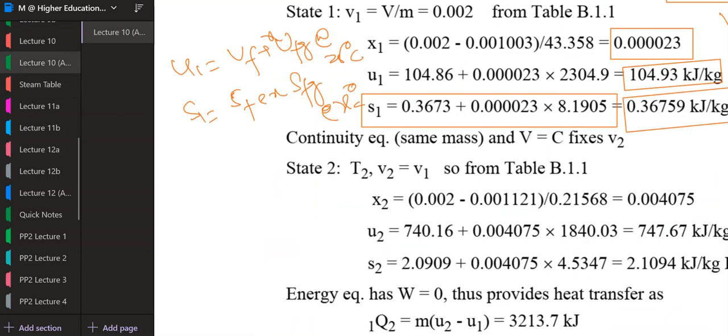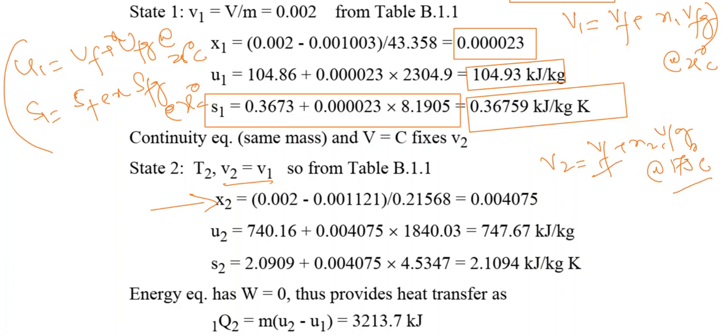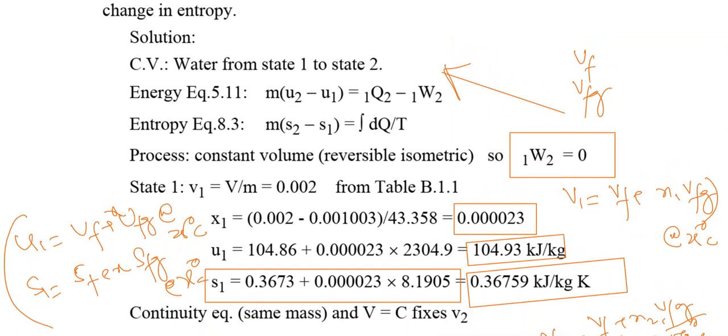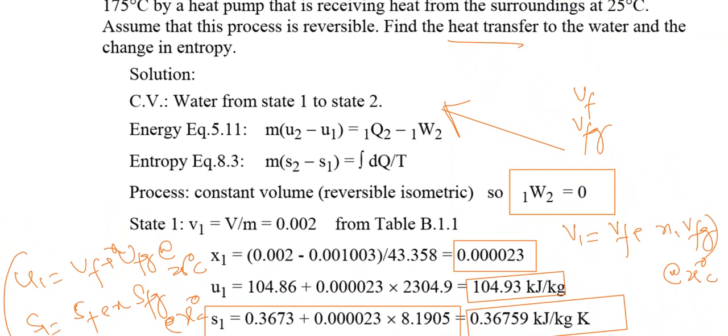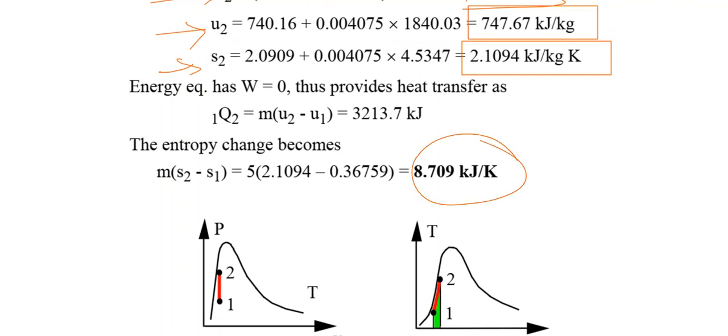So if we are still inside the vapor dome, we will still be using these kinds of formulas. That means we need to find x2. X2 would be found using the volume formula. V2 would be equal to Vf plus x2 Vfg at 175 degrees centigrade. So checking at 175 degrees centigrade the value of Vf and Vfg, we can find the value of x2 by putting these values in. And similarly we can find the value of u2 and s2 over here. Now putting that in the equation, as the work done was equal to 0, the heat transfer would be equal to the change in the internal energy only, and the change in entropy would be equal to s2 minus s1. You just need to put in the values and get the answer.